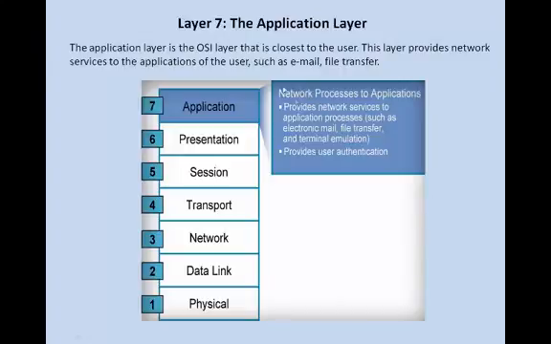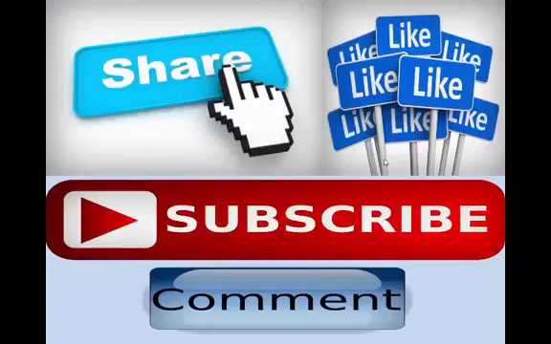The functionality of this application layer is network processes to applications: provide network services to application processes such as electronic mail, file transfer, and terminal emulation, and provide user authentication. So this is what we have in this video. I concluded for you guys to understand the basic thing about the OSI reference model and the functions of all 7 layers. What are the basic functions? And I hope this video will be informative for you guys.